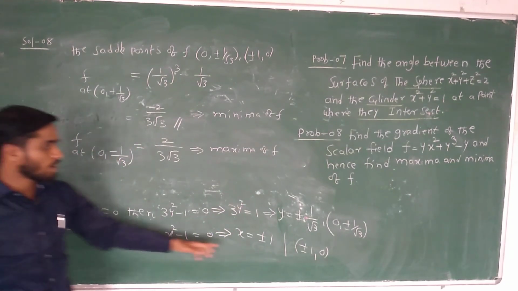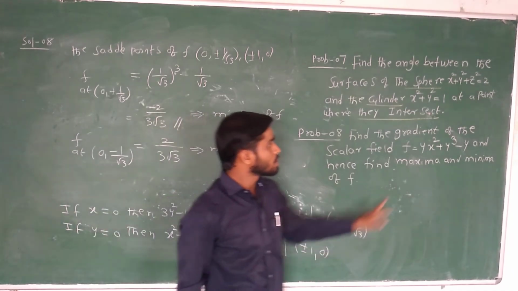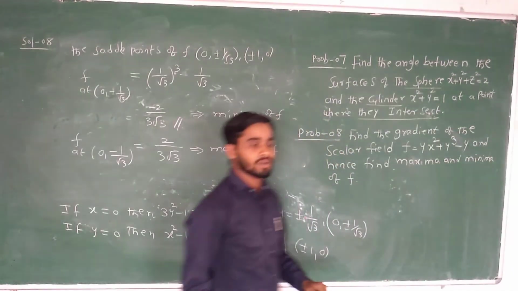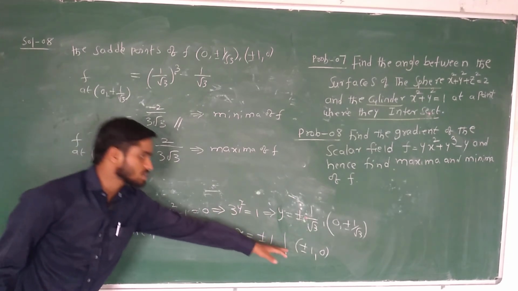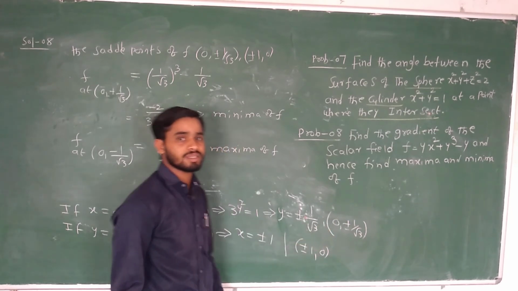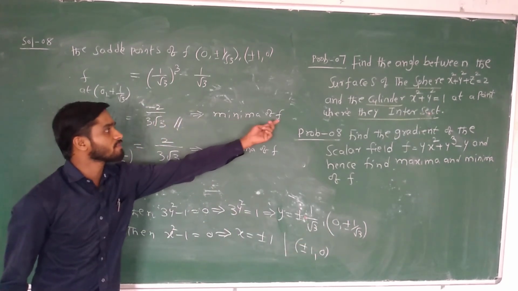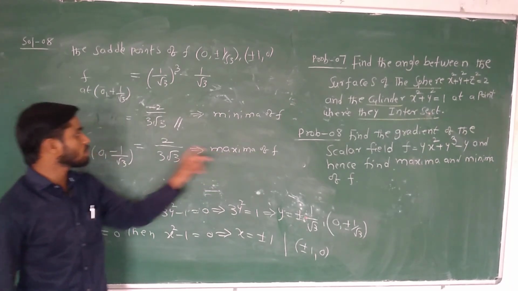You can check for this point also, plus or minus 1 comma 0. As y equal to 0, everything is 0, so that is not required to compute. You can't find maxima or minima at this second point, but for the point 0 comma plus or minus 1 by root 3 you are getting minima of f is equal to minus 2 by 3 root 3 and maxima of f is equal to 2 by 3 root 3.